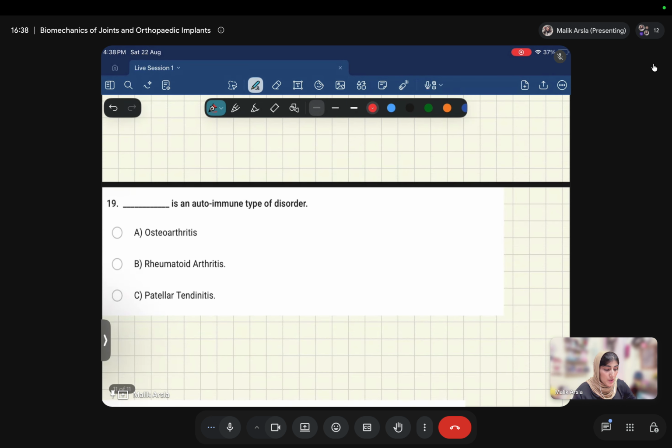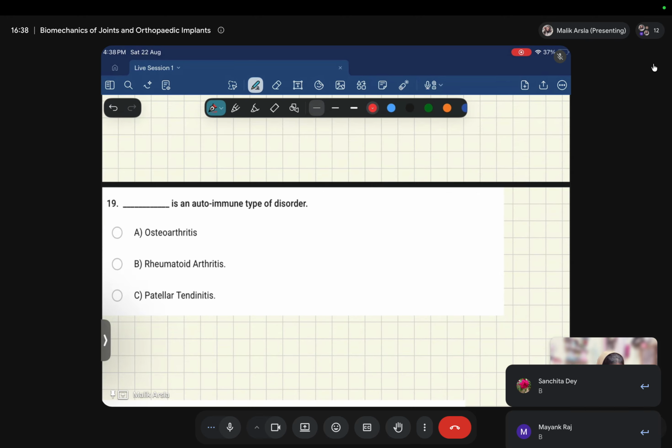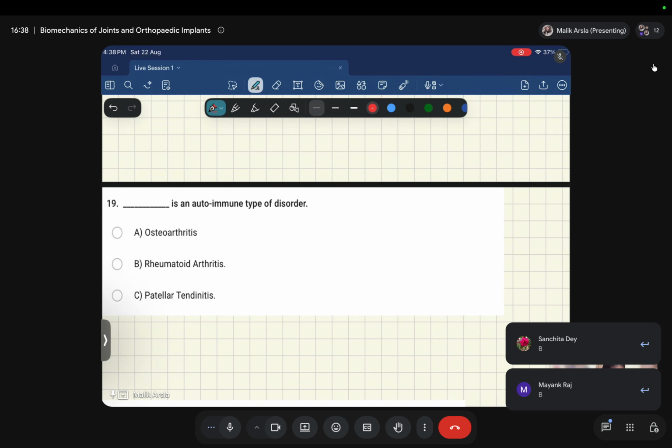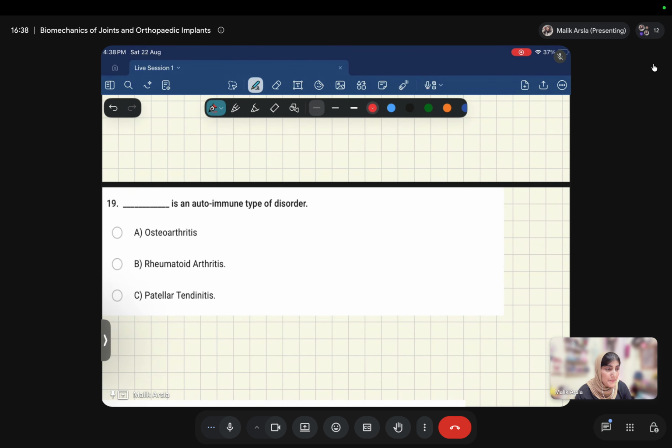Yeah. So, which of these is an autoimmune type of disorder? B, right? Rheumatoid arthritis. Okay. So it is an autoimmune disease where the immune system attacks the tissues, basically the tissues associated with the joints. It's known as rheumatoid arthritis.